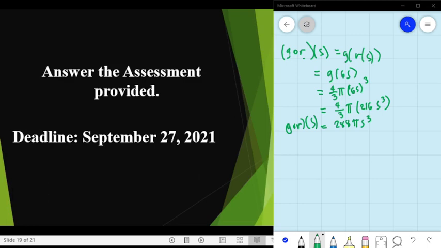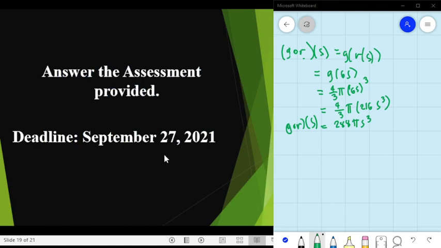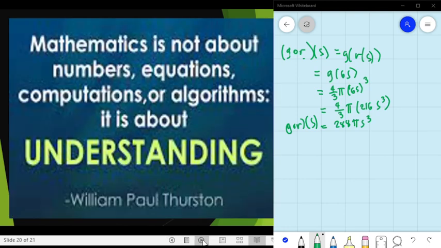So deadline for your assessment will be on September 27. Mathematics is not about numbers, equations, computations, or algorithms. It is about understanding. So dapat makasabot jud ta sa atong mga lessons.